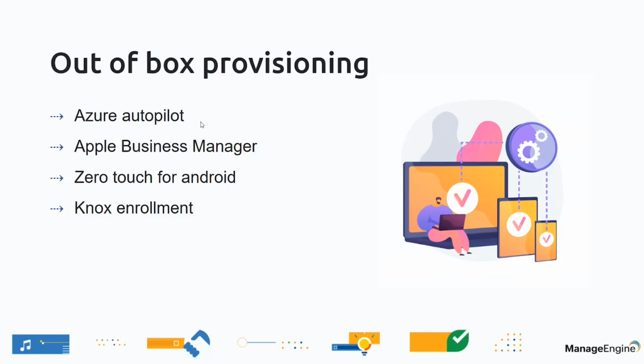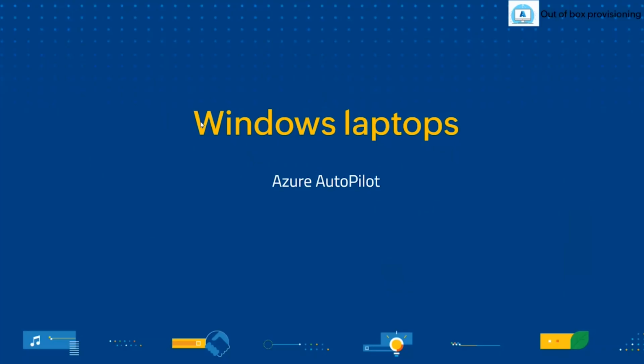There is Azure Autopilot, which is for Windows devices, and there is Apple Business Manager, which is for your Mac devices and iPads and iOS devices. And Zero Touch and Knox enrollment options are for Android devices. So more specifically, Zero Touch will be for all the Android devices, and Knox enrollment would be for specifically Samsung devices. So we will go through each and every out-of-the-box enrollment option that we have seen now.